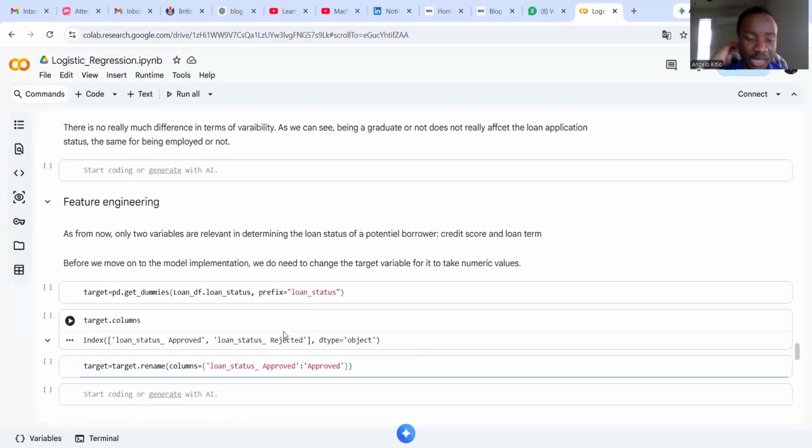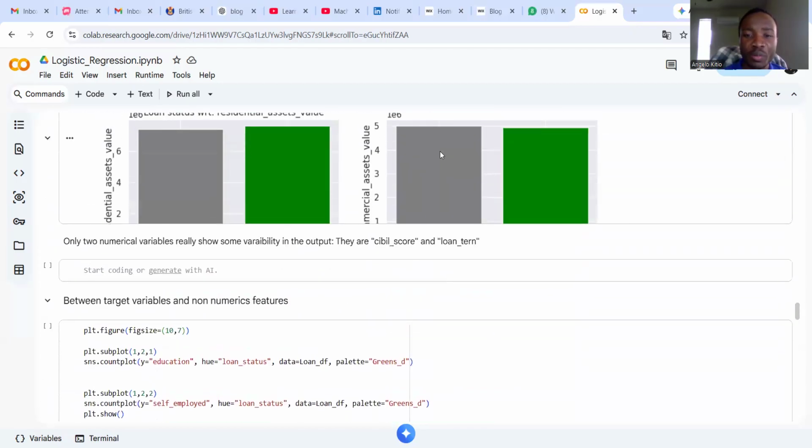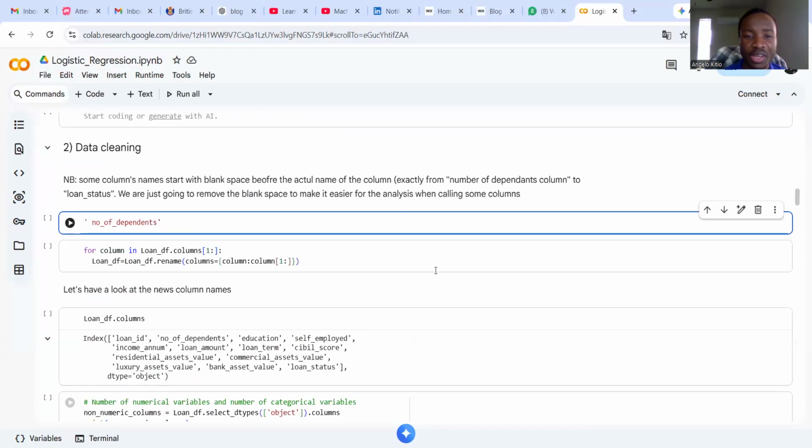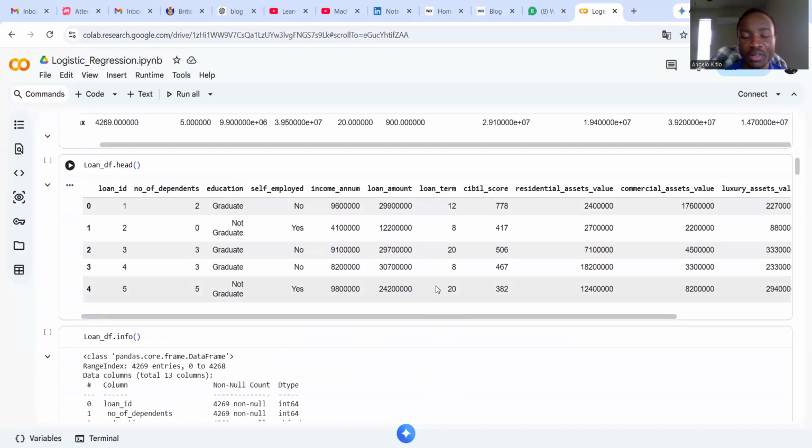Yeah, that's pretty much what I did. And before building the model, the reason why I was doing that is that sometimes when we're building the model, we don't want to use every single variable we have in a data set, because that will be overfitting the model.